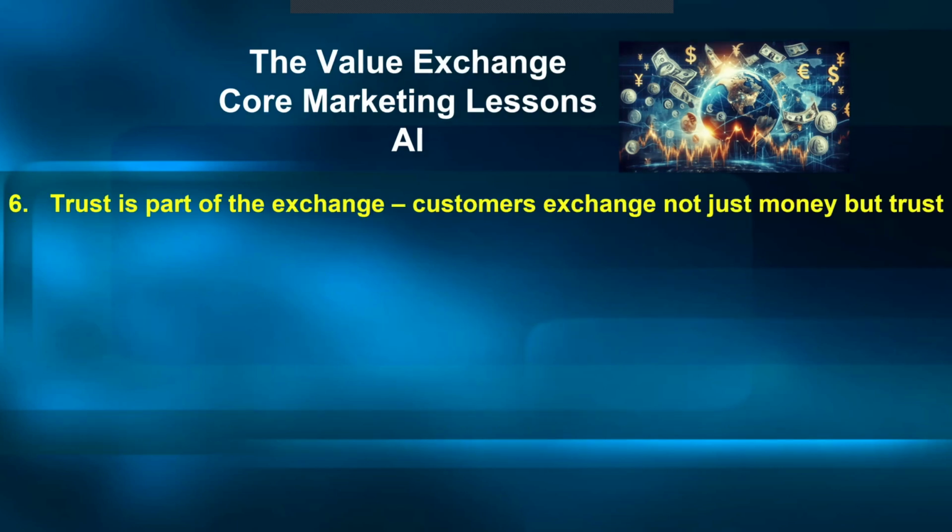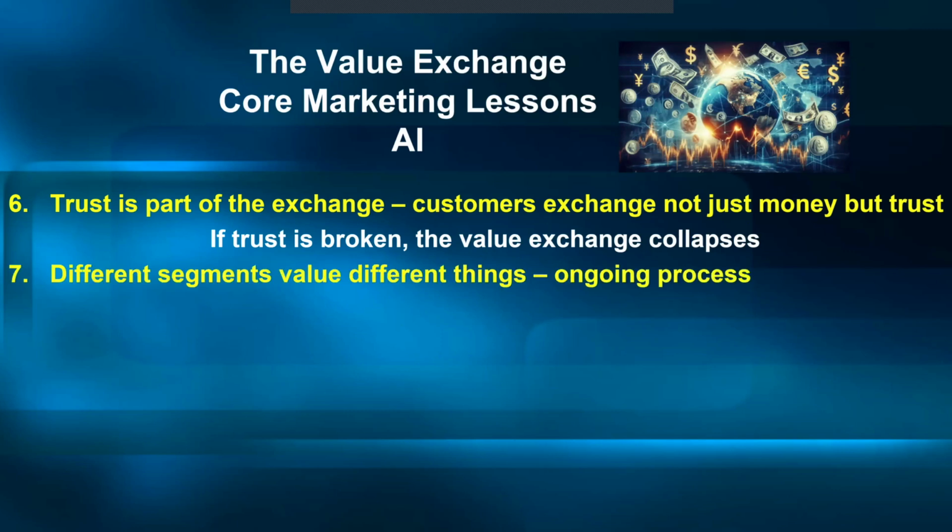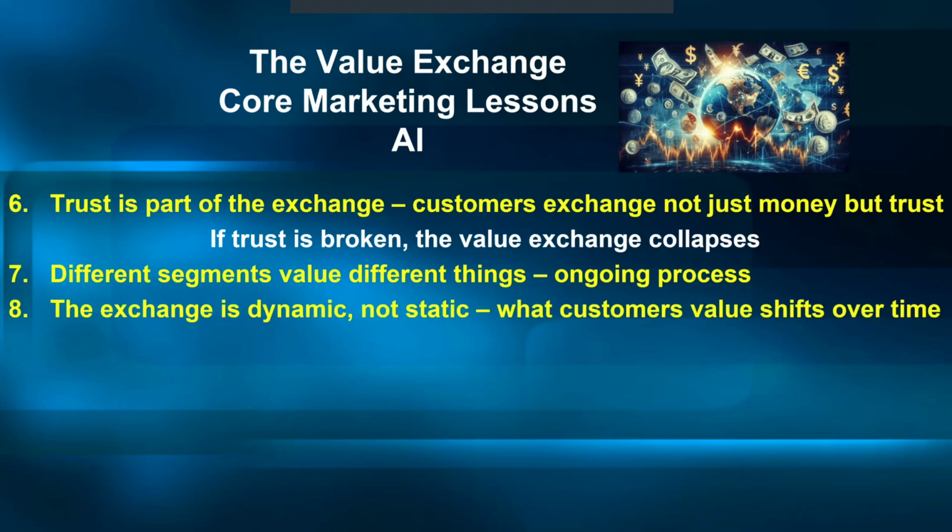Trust is also part of the exchange. Customers exchange not just money, but trust. And if trust is broken, the value exchange collapses. Different segments value different things. It's an ongoing process. That's why I say every 5 years, make sure you understand clearly what value you provide the customer. And if it needs to be changed, then change it. The exchange is dynamic, not static.